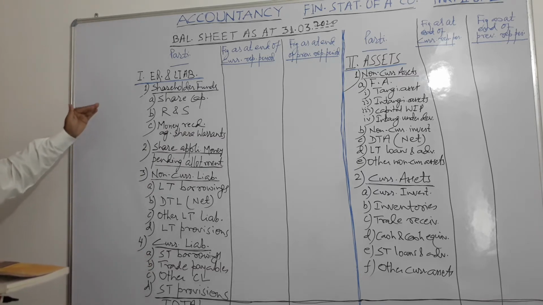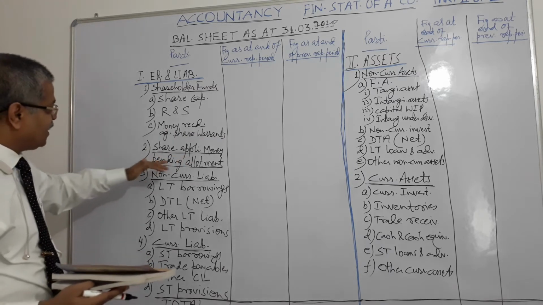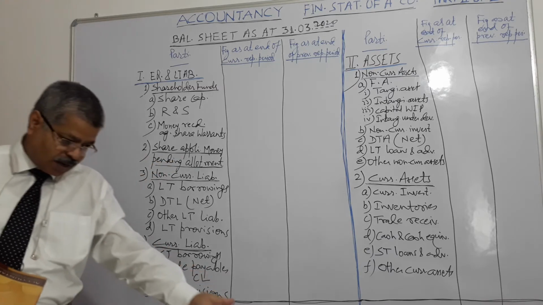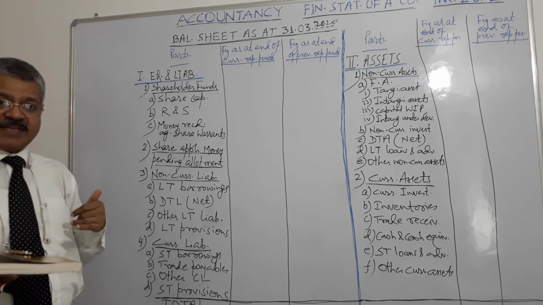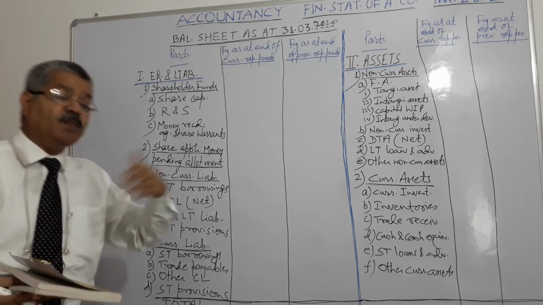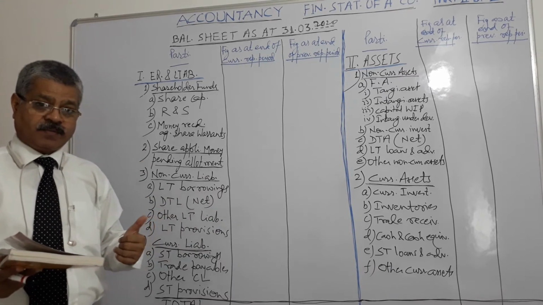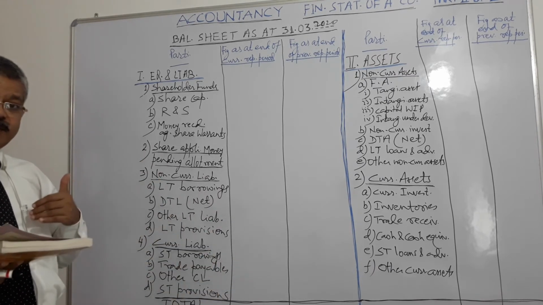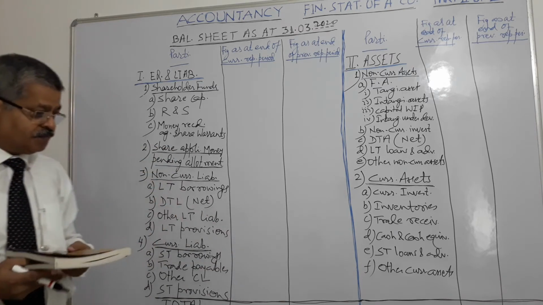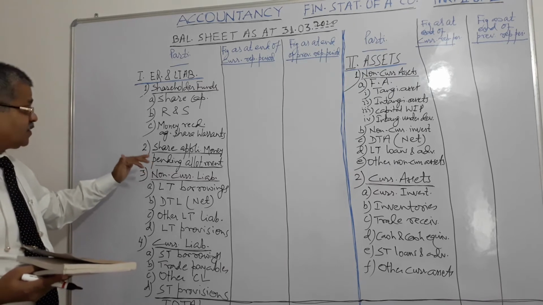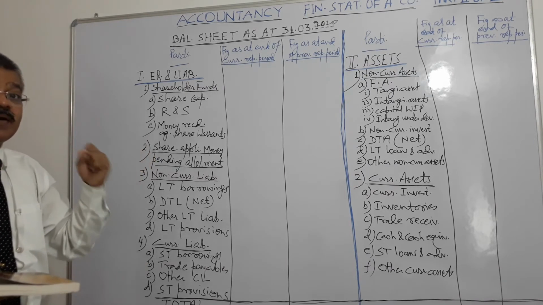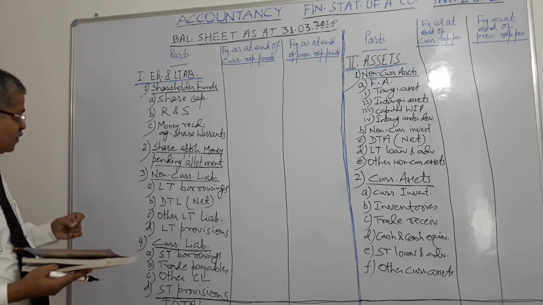Now we go to the second head, share application money pending allotment. The company has received share application money, but against that money shares are yet to be allotted. Money has been received, shares yet to be allotted due to whatever reasons. So as per the regulations, companies are mandated to show this figure separately in their balance sheet.